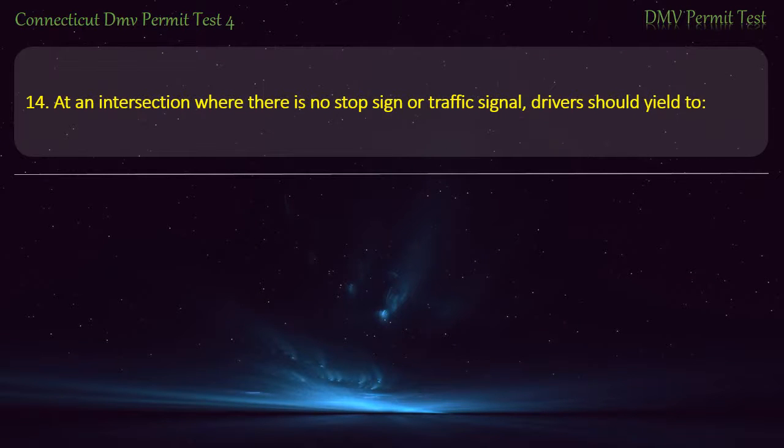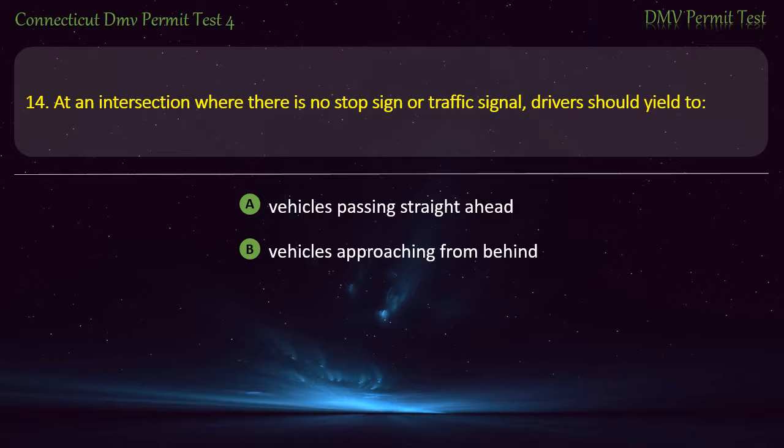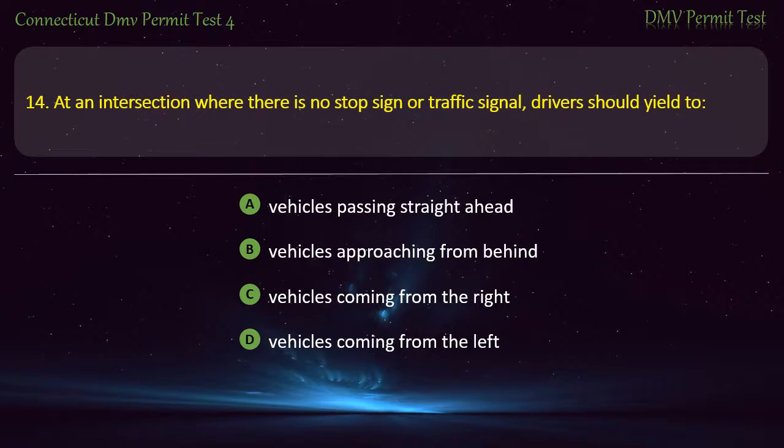Question 14. At an intersection where there is no stop sign or traffic signal, drivers should yield to: vehicles passing straight ahead; vehicles approaching from behind; vehicles coming from the right; vehicles coming from the left. Answer. Vehicles coming from the right.